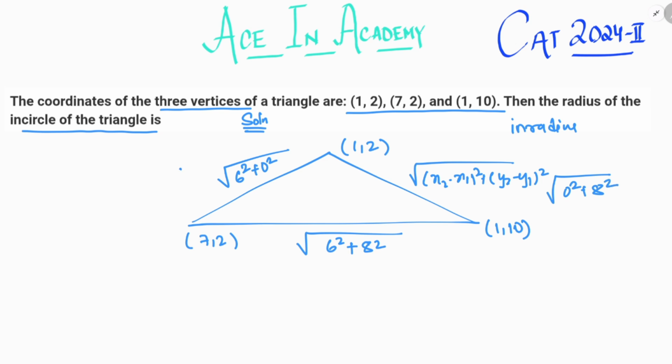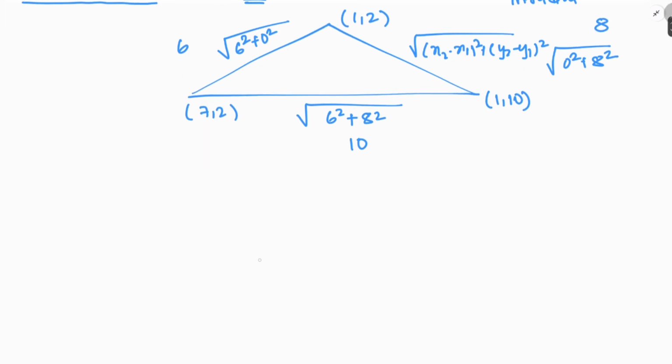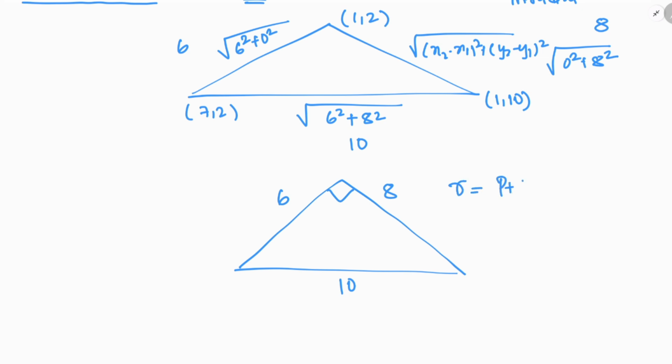So if you calculate it, this side length is 6, this side length is 10, and this side length is 8 again. Now if you see, this is 6, 8, 10, a right angle triangle, with the hypotenuse as 10, so I'll have a right angle triangle, and the right angle will be over here. So this is 6, this is 8, and my hypotenuse is 10. So we know that the inradius of a right angle triangle is (perpendicular plus base minus hypotenuse) by 2. So that is equal to (6 plus 8 minus 10) by 2, and if you calculate it, it is equal to 4 by 2, that is 2. So the inradius of this triangle is 2.